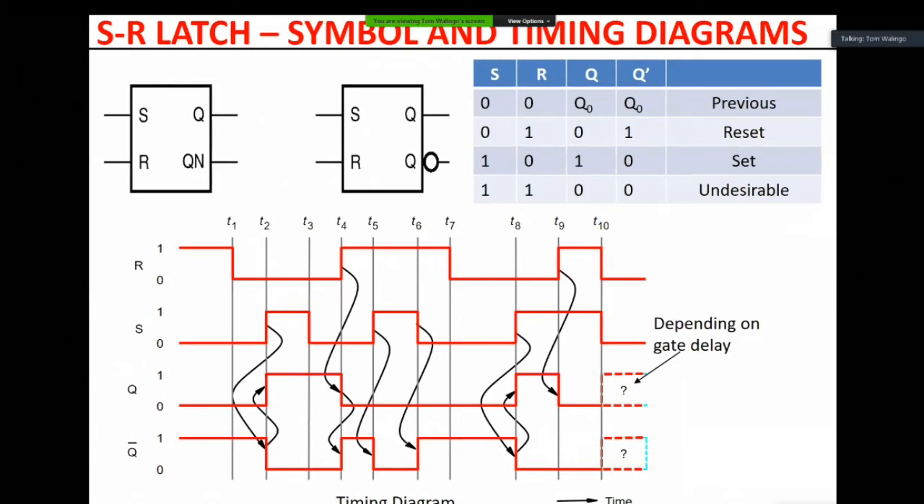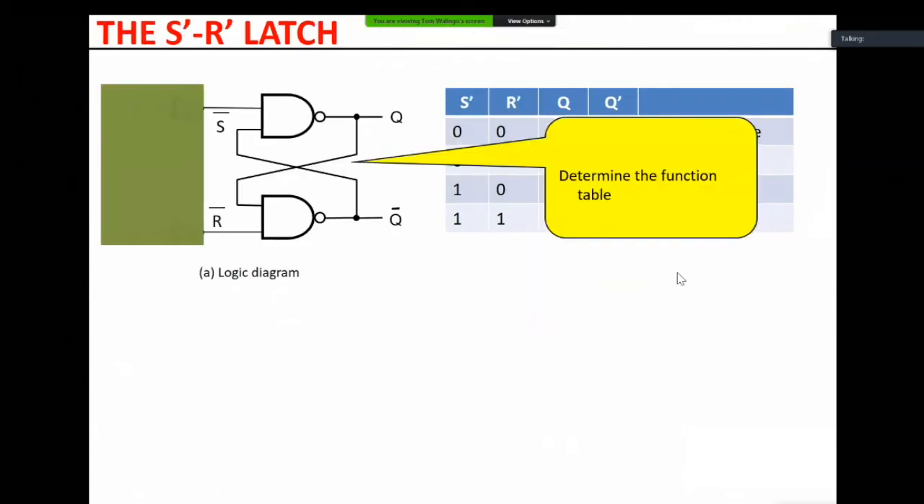Okay, so that is the SR latch. Now let's move to another one. This one is called the SR NAND latch. It's the negated latch. Here is the function table. Can you determine for me the function table? I'm giving you, this is blocked. That is your S bar, R bar. You've got those values. Can you determine for me Q and Q complement?